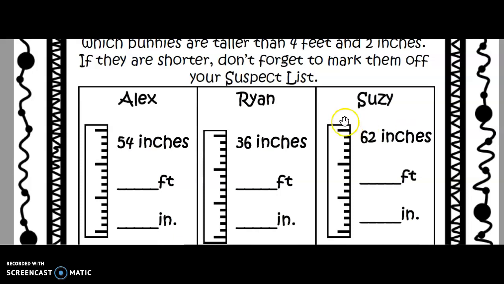So 36 inches I'm going to do for you for Ryan. I know that 12 goes into 36 3 times, so it would be 3 feet. 3 times 12 would give me 36, and there would be nothing left over. So Ryan is 3 feet tall and 0 inches. So Ryan is not one of our suspects. He would be eliminated.